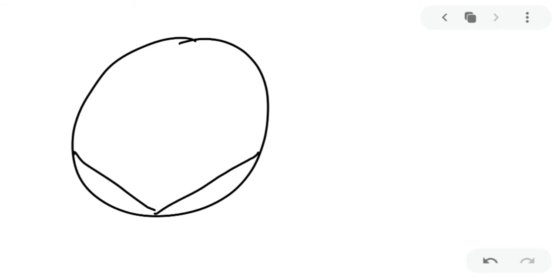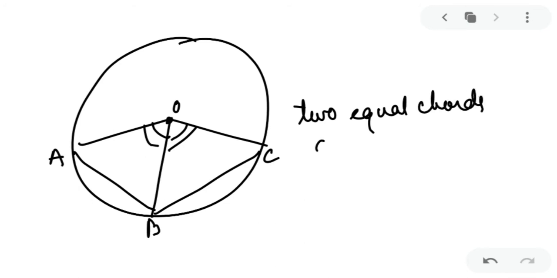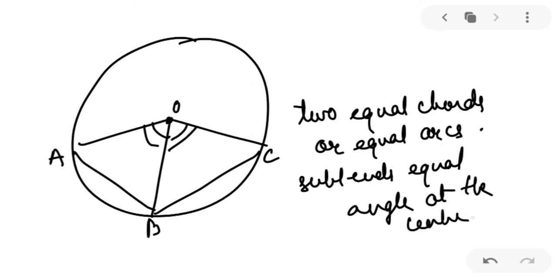Next, my dear kids, if in a circle you have two equal chords, then they will subtend equal angles at the center. So if I say that chord AB is equal to chord BC, so the angle in between which they have formed, the central angle, will be also equal. Okay, so two equal chords or equal arcs subtend equal angles at the center. Got my point clear?